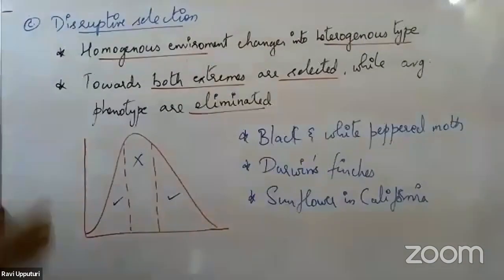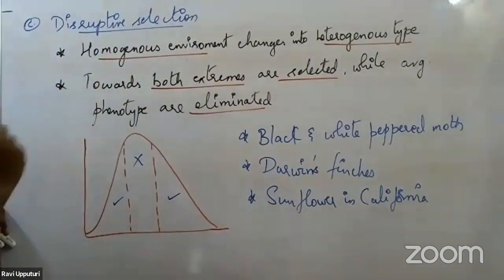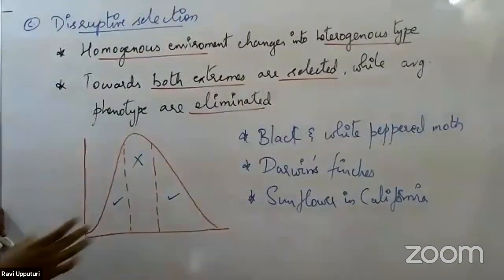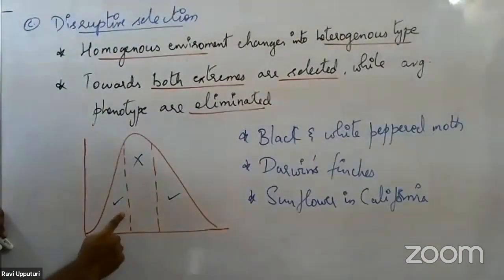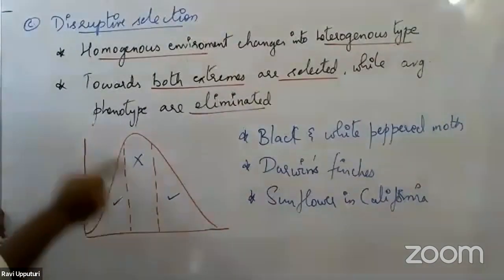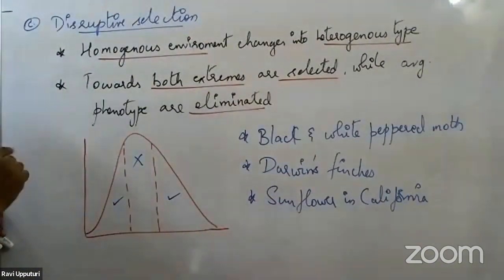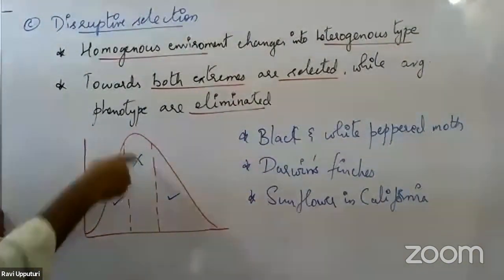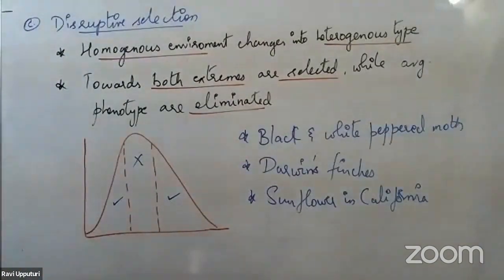The third type of selection is disruptive selection. So when does this occur? Whenever the environment changes from a homogeneous type to a heterogeneous type, we have this sort of selection. And what happens in this sort of selection? Individuals present towards both the extremes, here and here, alone are being selected or preserved, while the individuals possessing the average phenotype are being eliminated from the population, right? So this sort of selection is called disruptive selection.